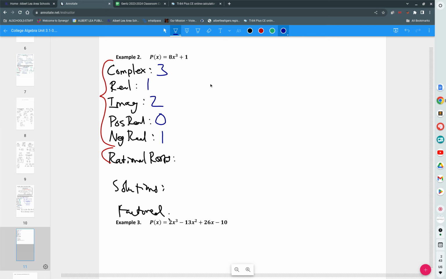My rational root choices, I have a 1 here. I have 1, 2, 4, and 8 here. So I have plus or minus 1. I have plus or minus 1/2, plus or minus 1/4, and plus or minus 1/8. Those are my options. Any questions on those? All right. Do you see how it factors?